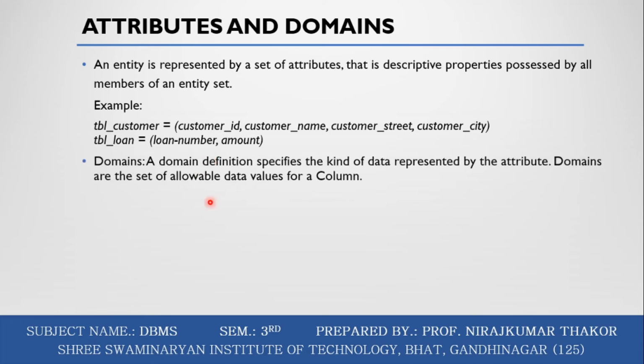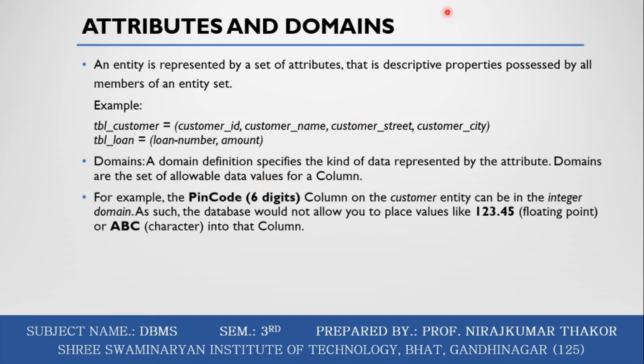Now, what is a domain? A domain definition specifies the kind of data represented by the attributes. A domain is the set of allowable data values for a column. It means the constraints. For example, the six-digit pin code column in the customer entity can be an integer domain, such that the database would not allow you to place a value like 123.45, a floating point, or a character into that column. It only covers integer data.